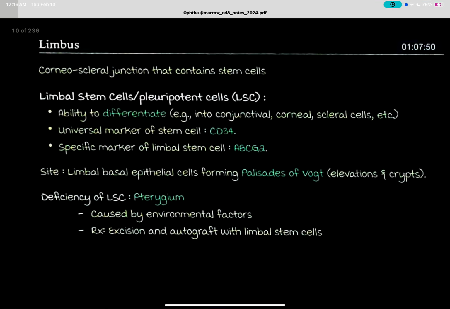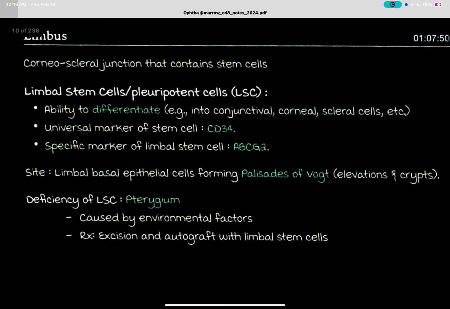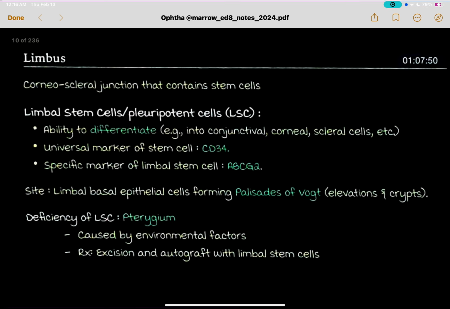Limbus: corneoscleral junction that contains stem cells. Limbal stem cells are pluripotent cells, with the ability to differentiate, for example, into conjunctival, corneal, scleral cells, etc. Universal marker of stem cells is CD34. Specific marker for limbal stem cells is ABCG2.